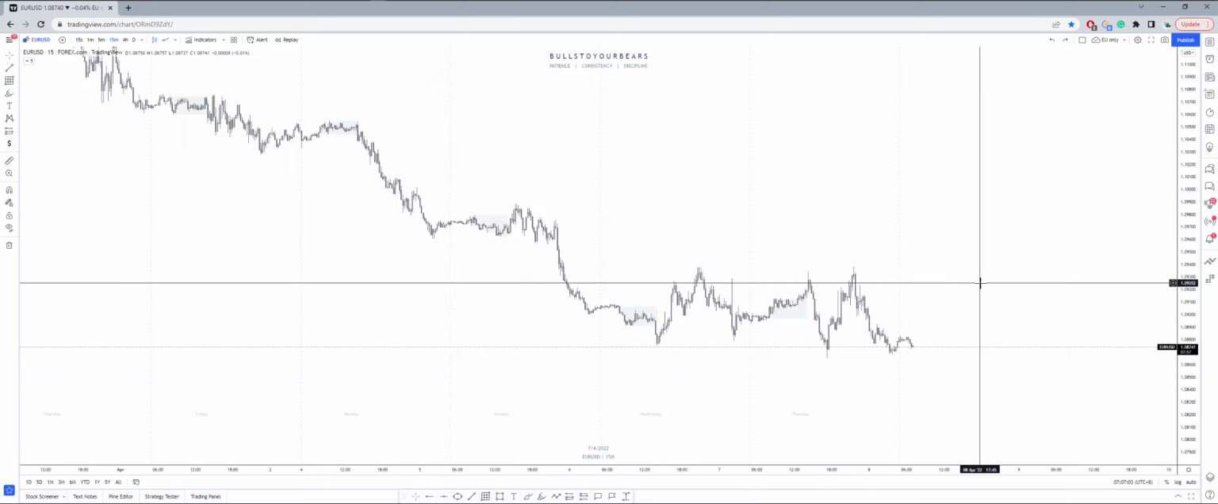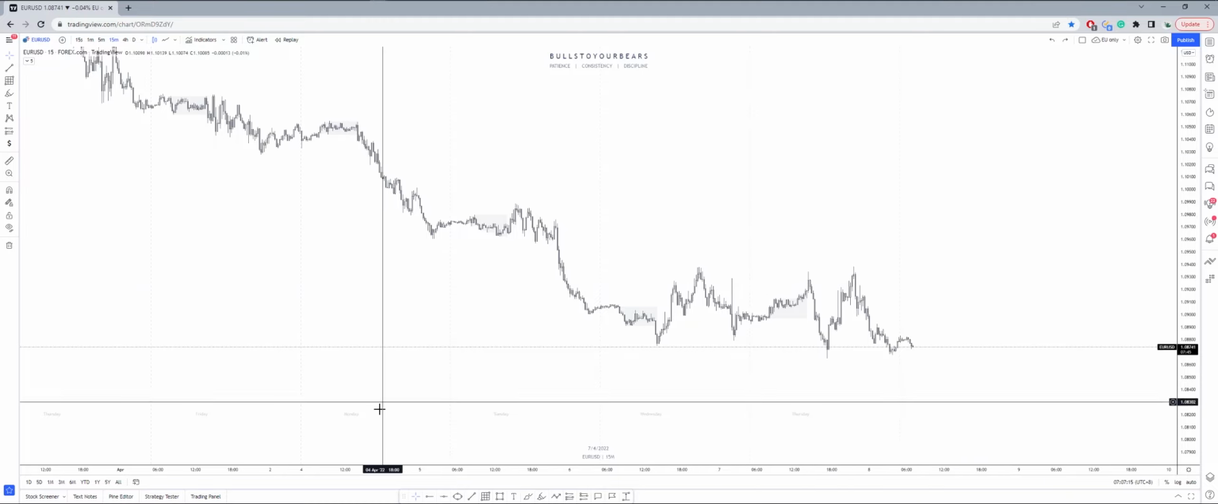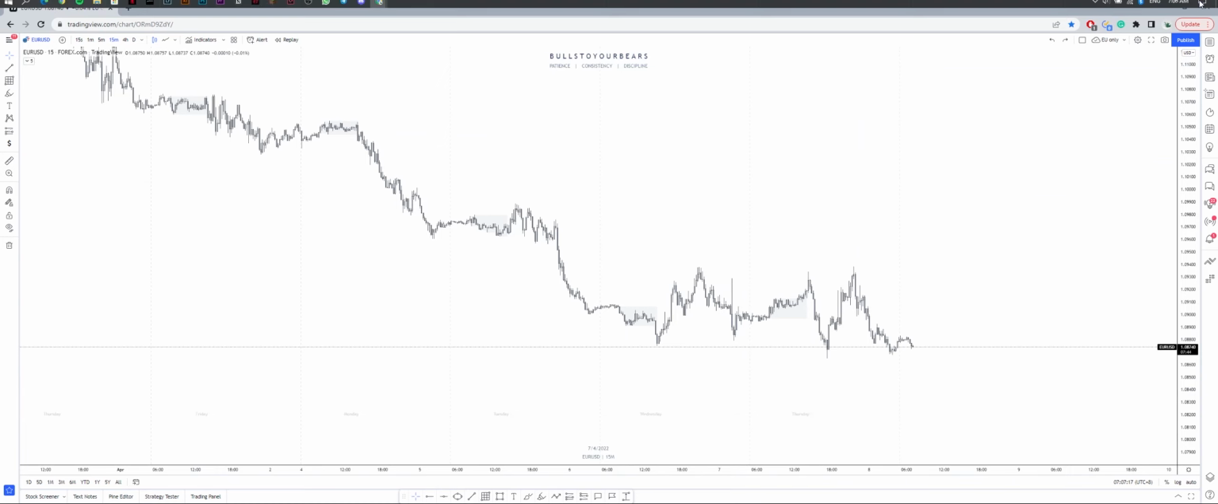This is, I would say, a backtesting trade on the trades that I've taken this week. So it will probably be from Monday to Thursday.